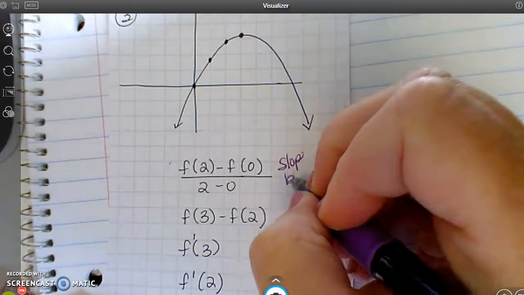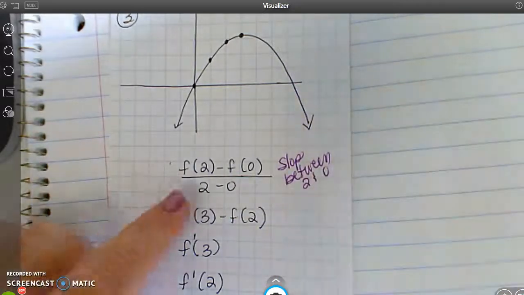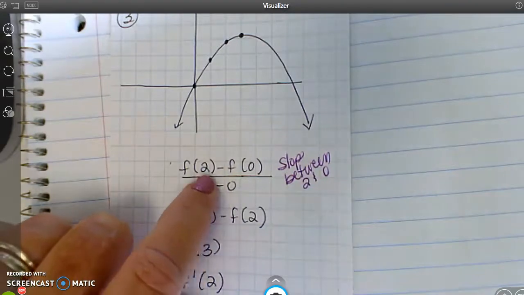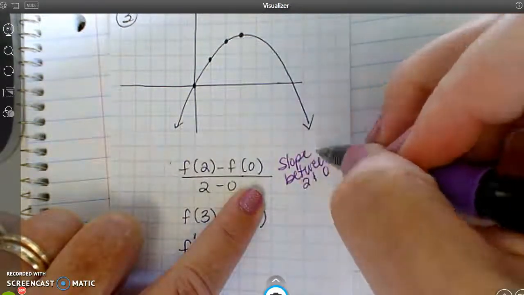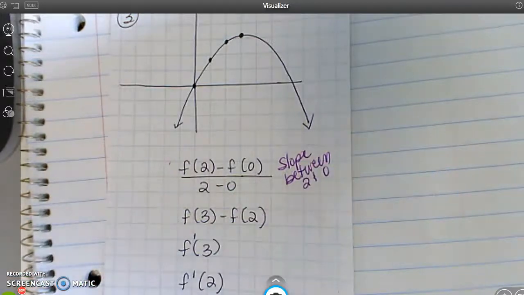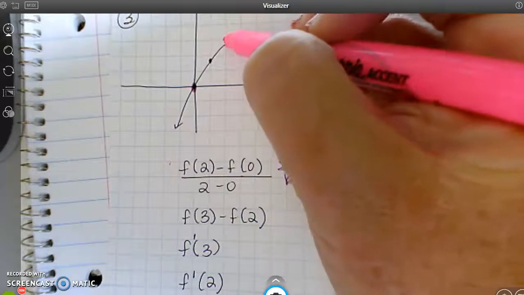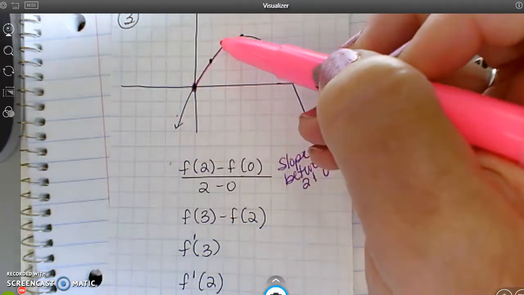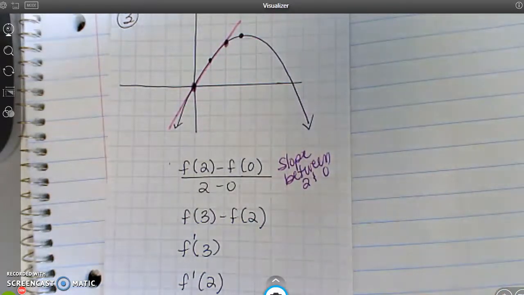Slope between 2 and 0, because that's representing the change in y over the change in x: the y's minus the y's on the top and the x's minus the x's on the bottom. So if I wanted to think about that, here's 0, here's 2, and maybe I would just draw a line between them to see what the slope would look like. So maybe the pink there represents the slope between 2 and 0.